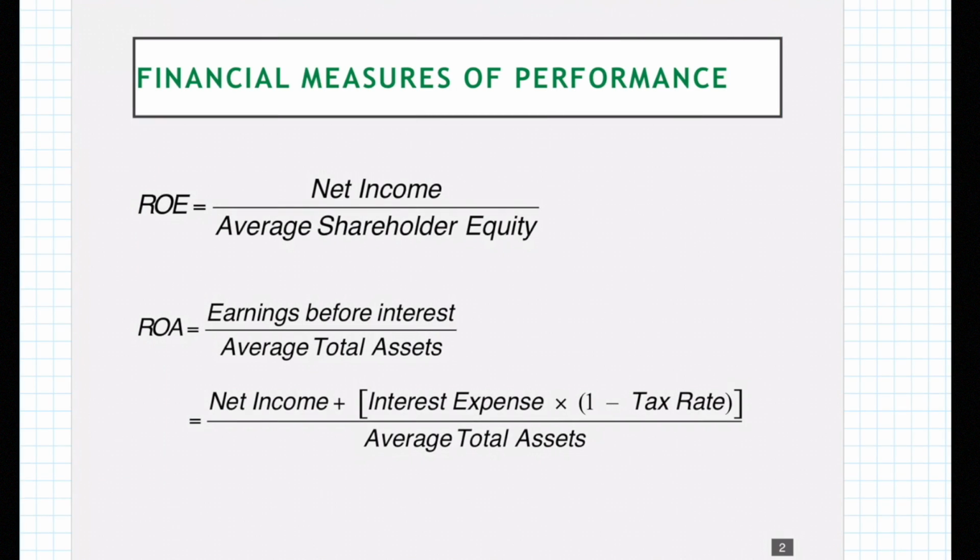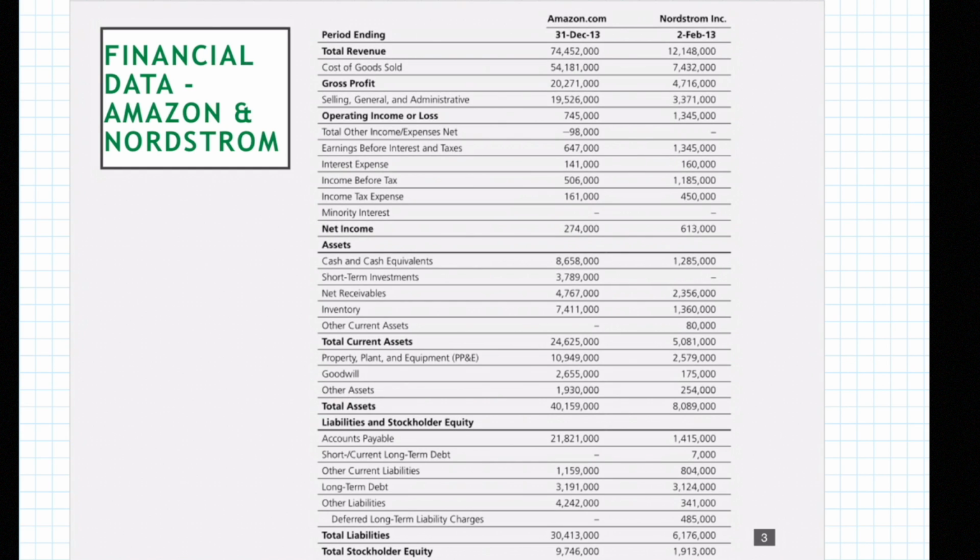We'll start with the financial measures of company performance, and then later on we'll connect this to supply chain performance. So we'll make use of two companies, Amazon.com and Nordstrom Incorporated. We'll use their financial data to do some calculations.